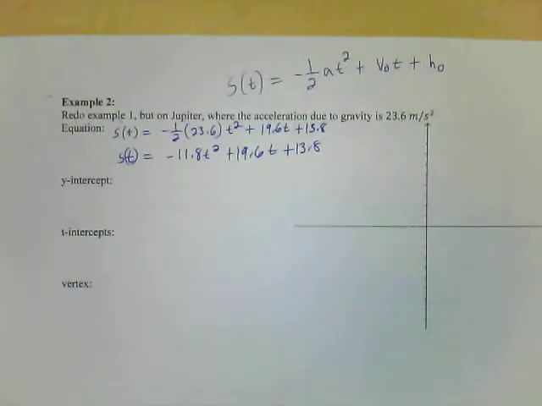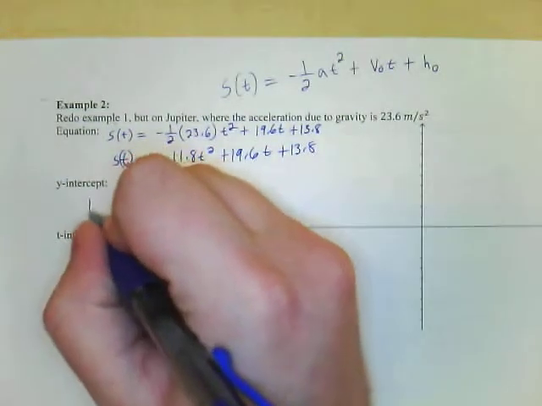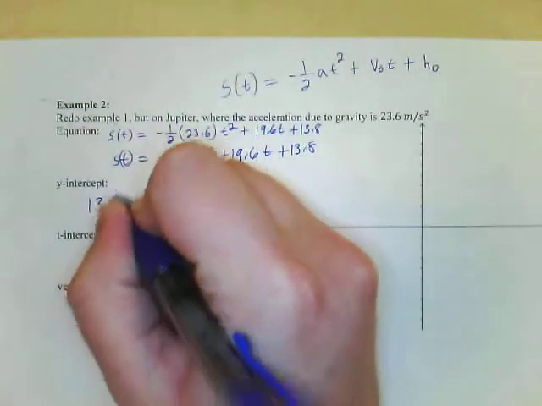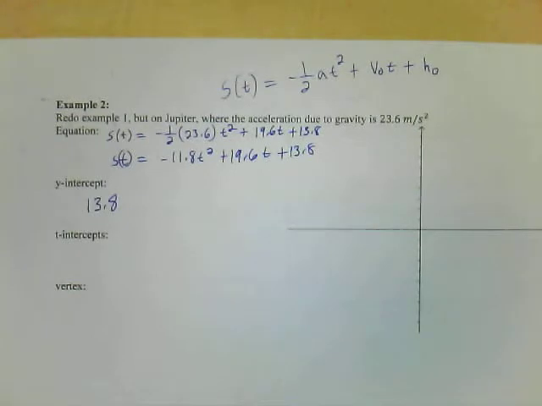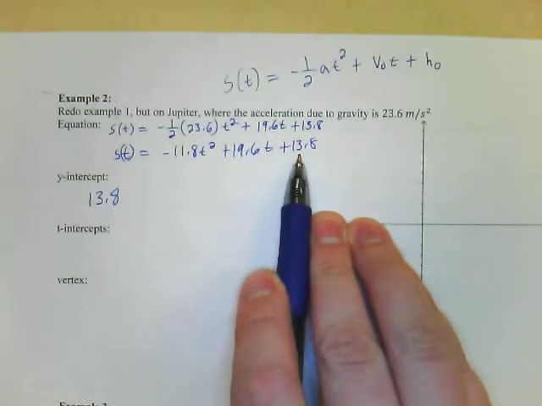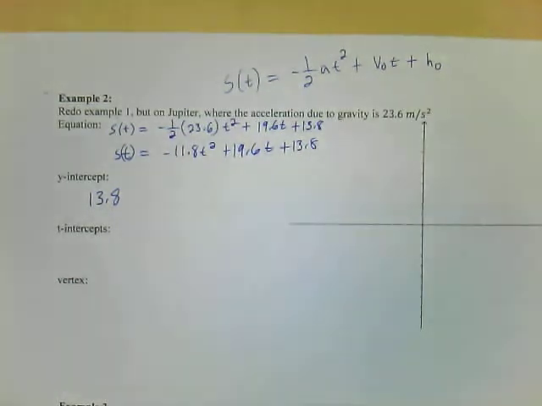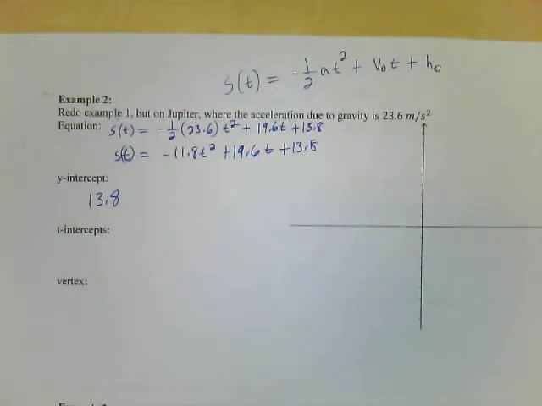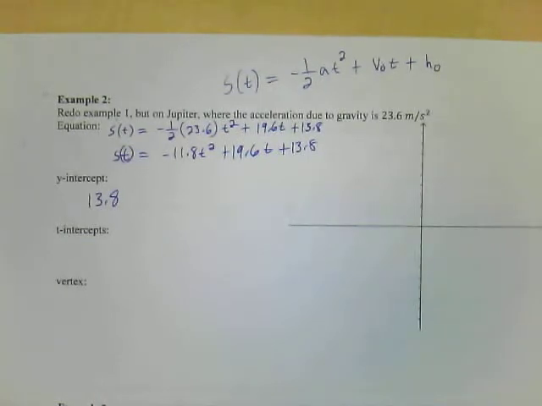Now the y-intercept, again, is going to be 13.8. That's when you plug in 0 for t. All this stuff will drop out, and you'll just be left with the initial height of 13.8. So that's the same as example 1. Now the t-intercepts are going to be different, because since the gravity is stronger, it's going to have a greater pull on the rocket, and so it's going to pull it down to Jupiter a lot faster.